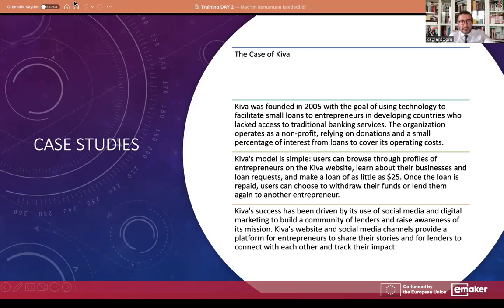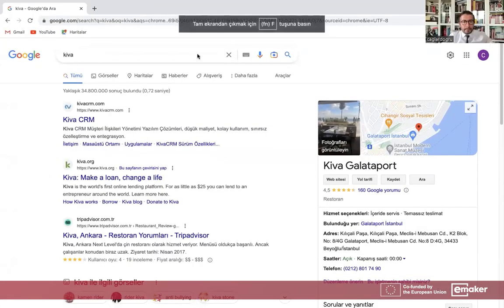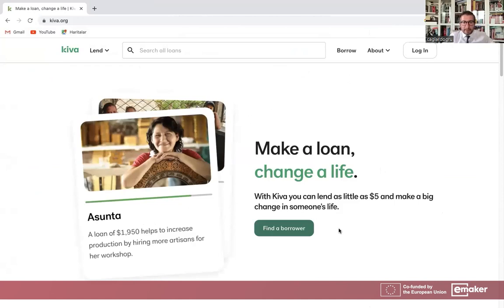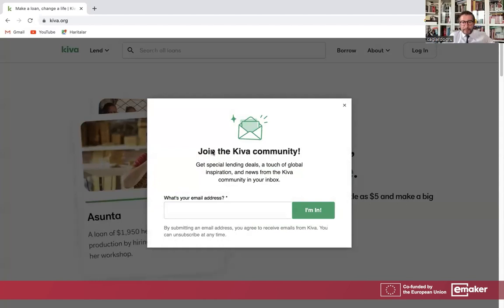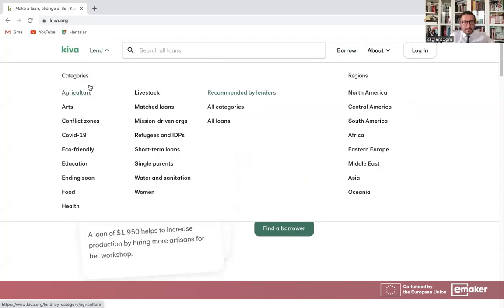So let's have a look at Kiva's website here. As you see, this is the website of Kiva.org. Make a loan, change a life. The simple mission statement. And as you see, there's a pop-up here, join the Kiva community. For now, it's not important. So how are lend and borrow transactions used here?